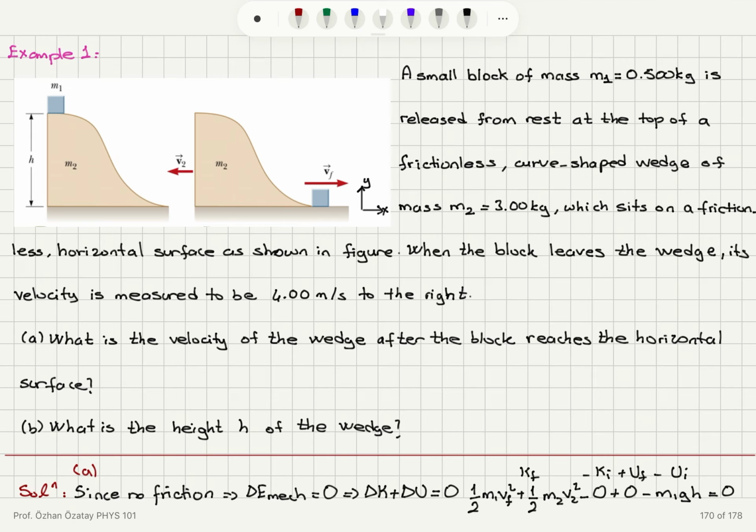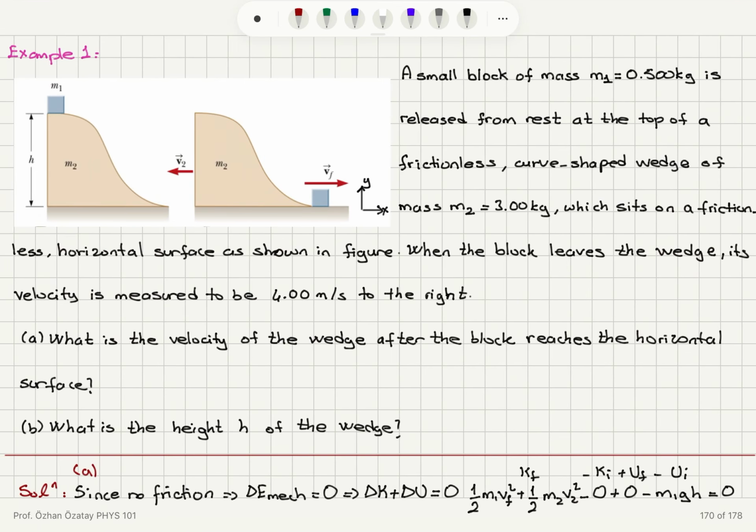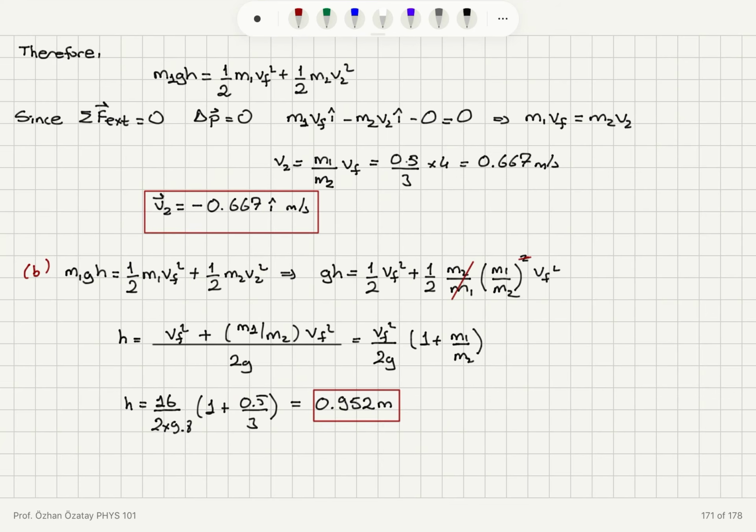And this tells us that m1 v1 initial, which is 0, it is initially at rest, and m2 v2 initial, which is also 0. So the initial momentum of 0 will become the final momentum m1 v final I hat minus m2 v2 I hat. And this is our mechanical energy conservation. Once again, why is mechanical energy conserved? Because there is no friction. There is no non-conservative force on this system.